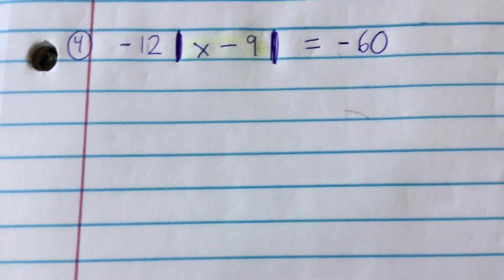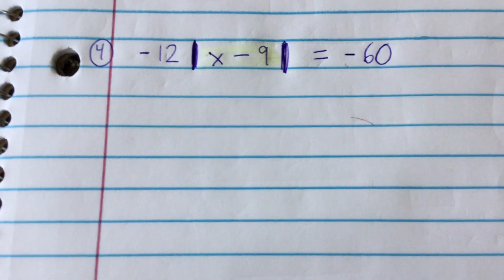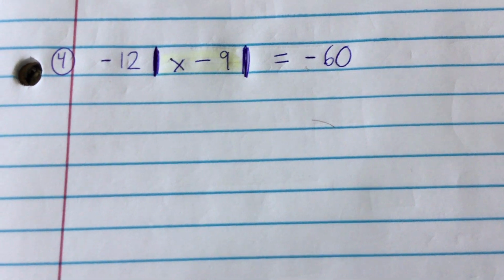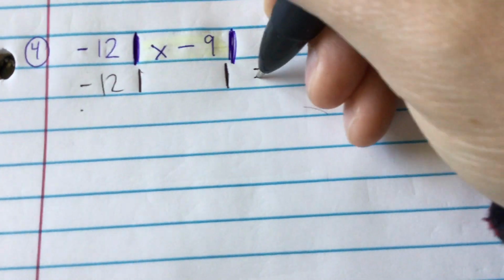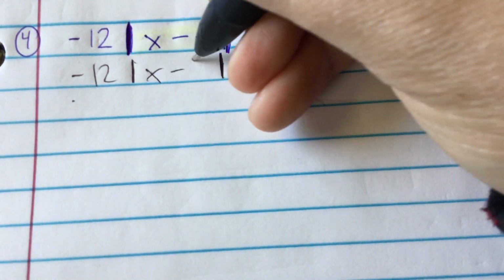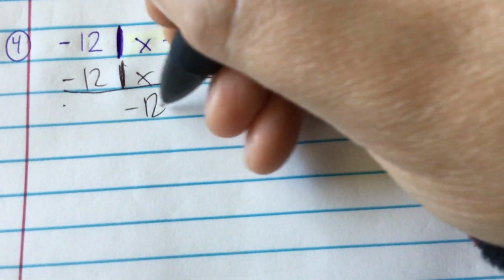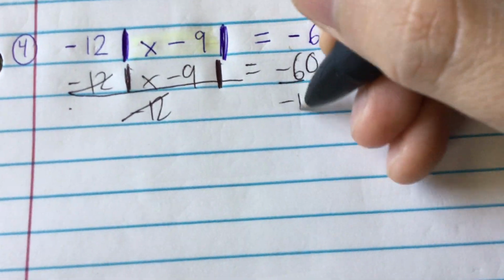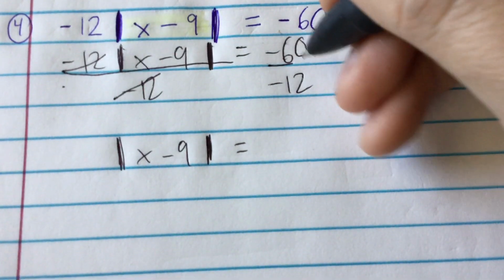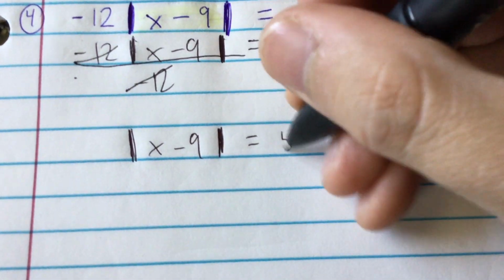Finally, the last problem. Negative 12 times the absolute value of x minus 9 is equal to negative 60. So I need to undo that times negative 12 layer by dividing both sides of the equation by negative 12. That cancels out, leaving me with the absolute value of x minus 9. Negative 60 divided by negative 12 is positive 5.